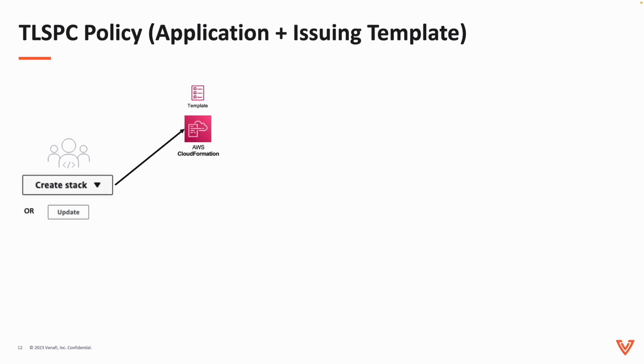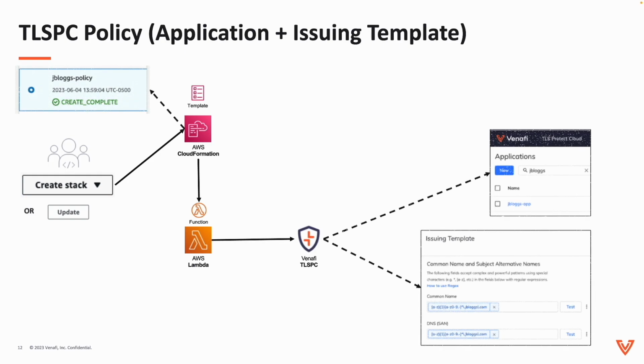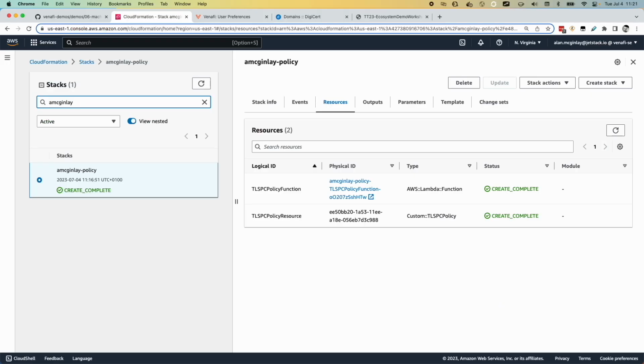We created a stack in CloudFormation using a template to which we provided parameters, and this created a Lambda function, and that Lambda function integrates with TLS PC to provide for us an application and an issuing template, which we refer to as a policy. The policy we just created defines the guardrails around the certificate. We now want to define the certificate itself.